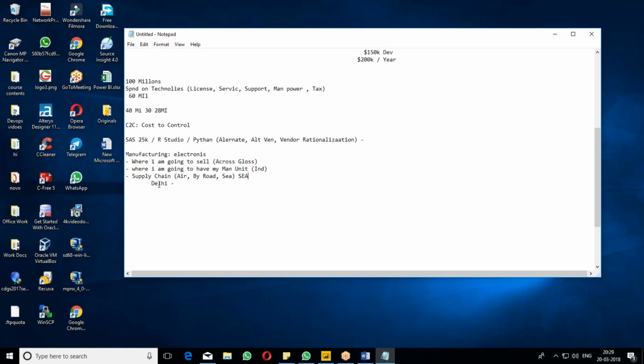Let's say at a time I can send 100 products. That guy has charged 20k. So how much am I spending for each product? You are spending close to 200 rupees. This is not the right analysis. No, they don't start a manufacturing unit in Delhi. They will go and find a place which is very close to a port.